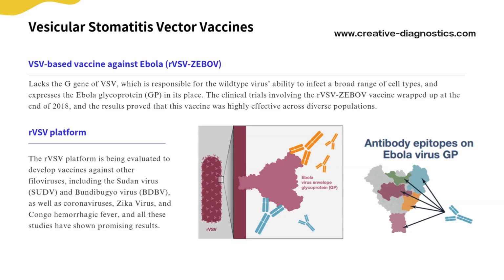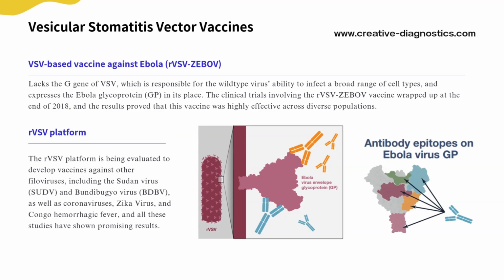The RVSV-ZEBOV vaccine lacks the VSV-G gene, which enables wild-type virus to infect diverse cell types, and instead expresses the Ebola glycoprotein, GP. Clinical trials for this vaccine concluded by late 2018, proving its high efficacy across diverse populations. Both preclinical and clinical studies revealed elevated neutralizing IgM antibody levels, suggesting this antibody isotype may play a significant role in vaccine-induced immunity against EBOV.